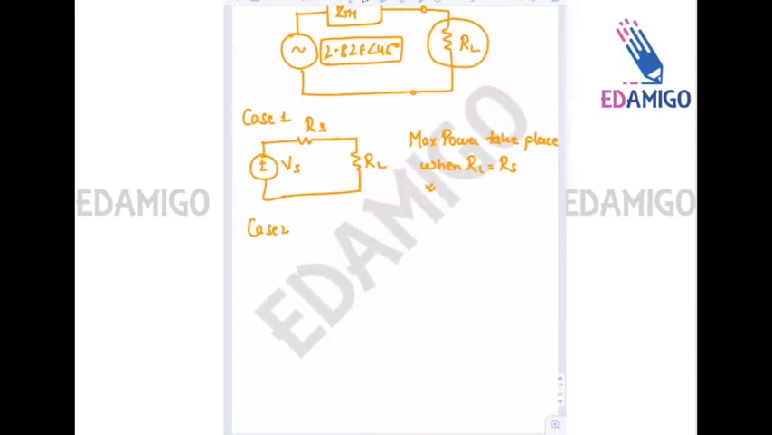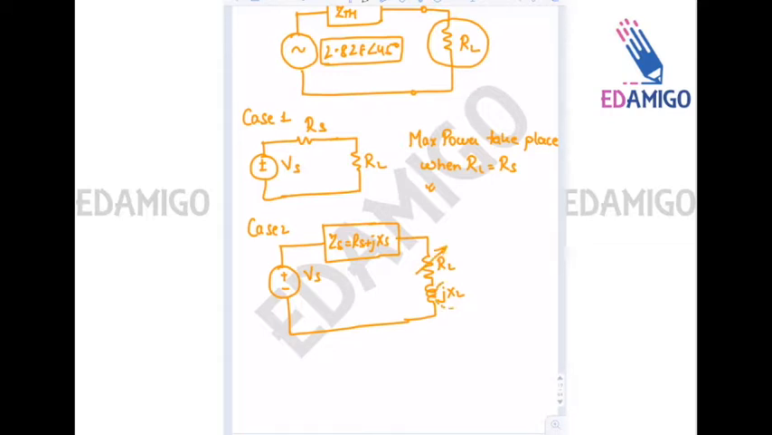Okay, so let me start case 2. Here we have Vs as the source, but the impedance is Zs, that is Rs plus jXs, and we have the load, that is RL and jXL. So in this case, for maximum power transfer, I keep RL as variable and jXL as a constant. So we have to find the value of RL for the maximum power transfer taking place.